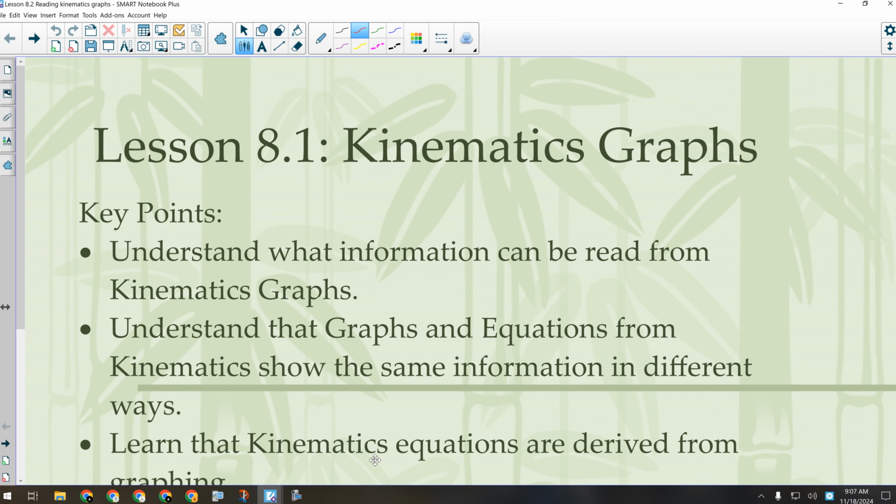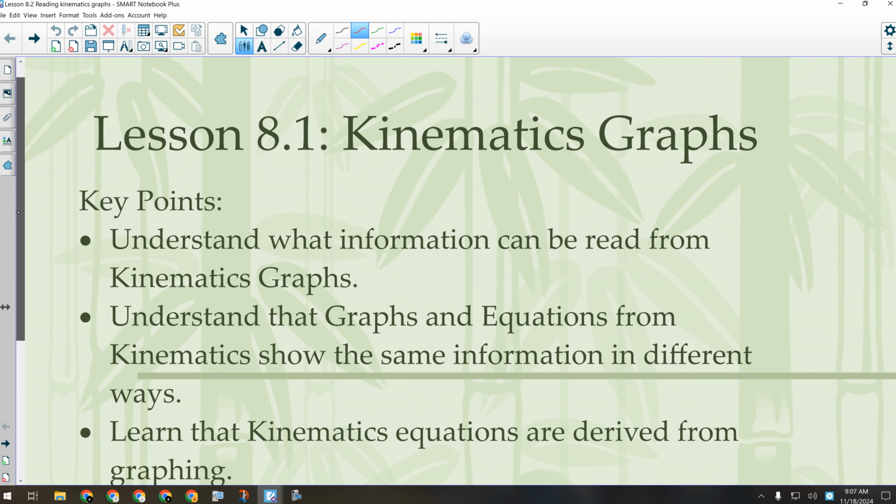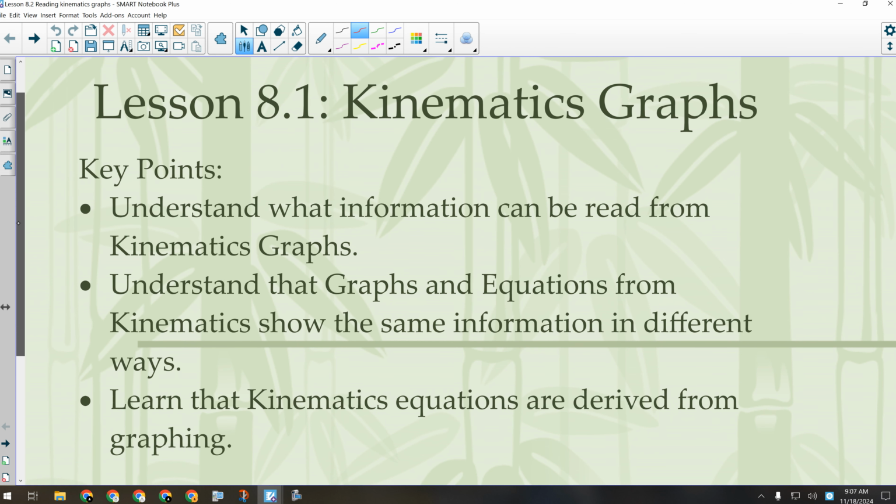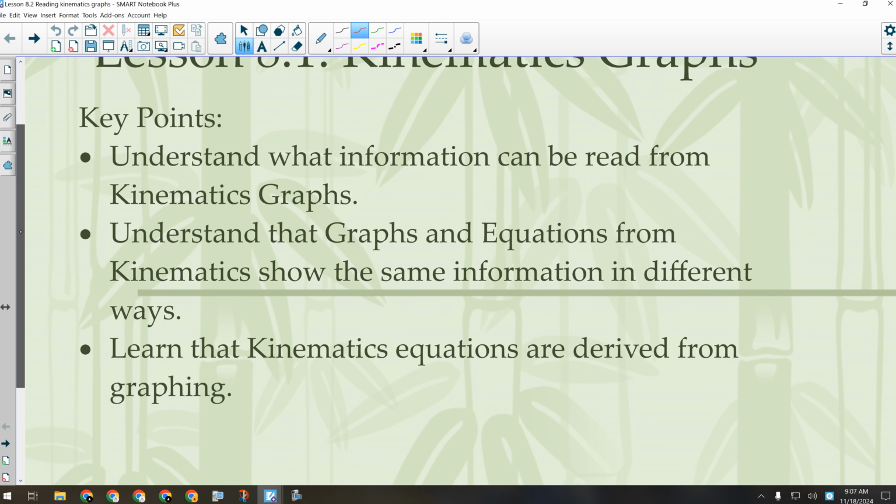All right, so we are going to look at what kind of information can be read from our kinematics graphs. We're going to look at how the equations that we've been using, namely v equals d over t, are actually derived from a graph. We'll look at that today. The kinematics equations and graphs basically show the same thing. So some of those questions that we did last week, we could easily draw a graph of, and get a better idea of what was going on. Questions so far?